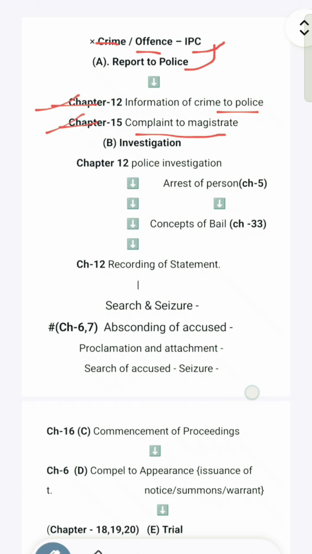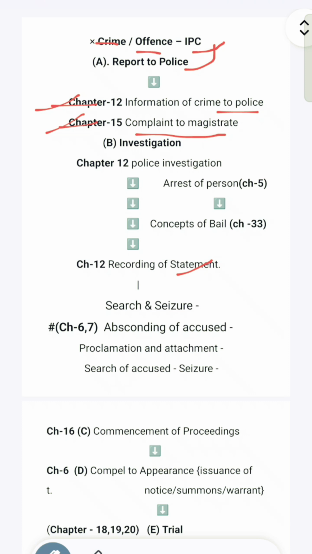Next, in section B, we will talk about investigation. Chapter 12 deals with police investigation. Basically, chapter 12 deals with the broader aspects of police investigation. It talks about police investigation and recording of statements.